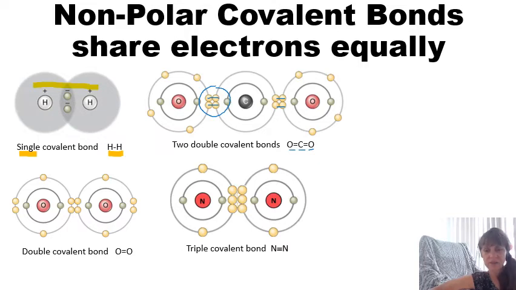On the bottom left, we have 2 oxygen atoms bonded together, forming a molecule of oxygen. And on the lower right, we see that we have a triple bond formed between an atom of nitrogen and another atom of nitrogen, forming a molecule of nitrogen. And we can see the triple bond is denoted by 3 lines. Again, nonpolar covalent bonds are where electrons are shared equally.